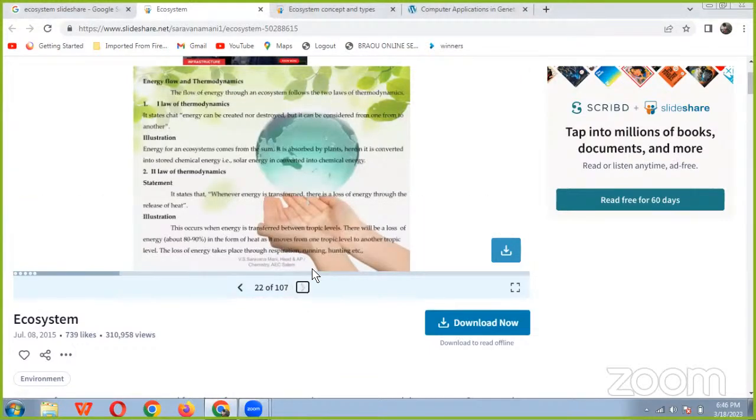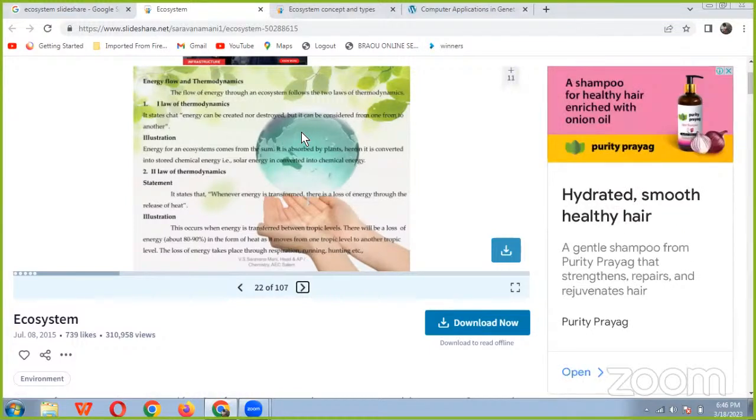Next, energy flow and thermodynamics: first law, second law. What is the meaning of the first law? Energy can neither be created nor destroyed. That's the first law. Energy is transferred from one form to another form. Energy in the ecosystem mainly comes from the sun. It is absorbed by the plants and converted to stored chemical energy. The solar energy is converted to chemical energy. The first law of thermodynamics: energy can be neither created nor destroyed. Solar energy is converted to chemical energy.